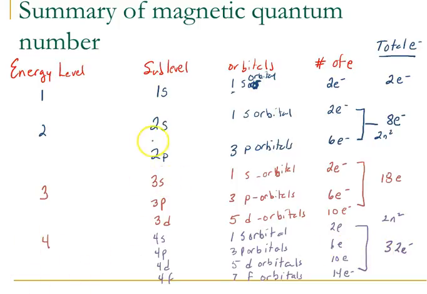Now, it's important to know this information. It's important to know that when you're on an s sublevel, how many orbitals are there? When you're on a p sublevel, that you've got 3 p orbitals and so forth, to be able to do something called electron configuration that's coming up soon.